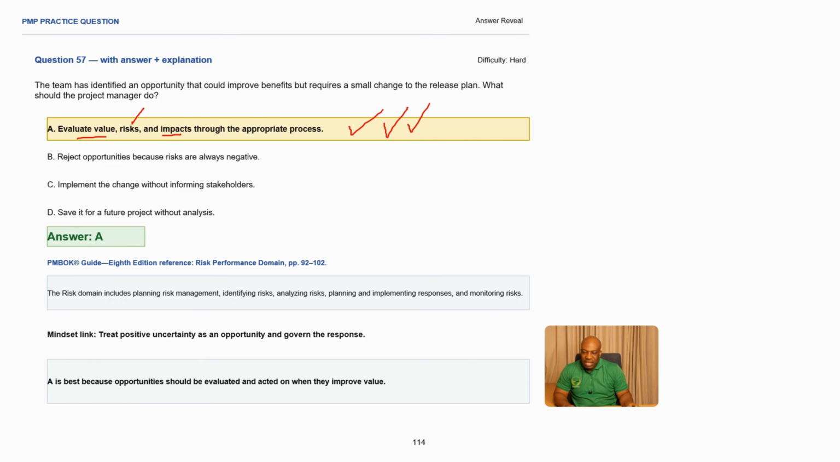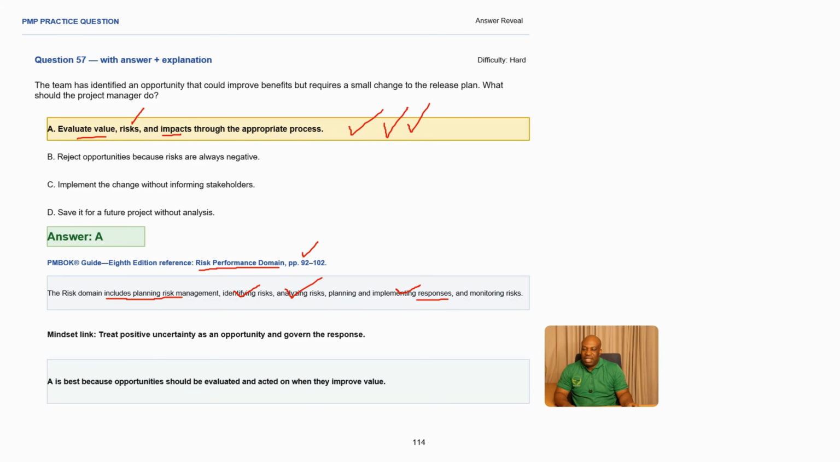And what is our reference here? Our reference is risk performance, which is on page 92 for additional reading if you want to. All right. And then the risk domain, what does it say? It includes planning risk, identifying risk, analyzing risk, planning and also implementing risk responses.